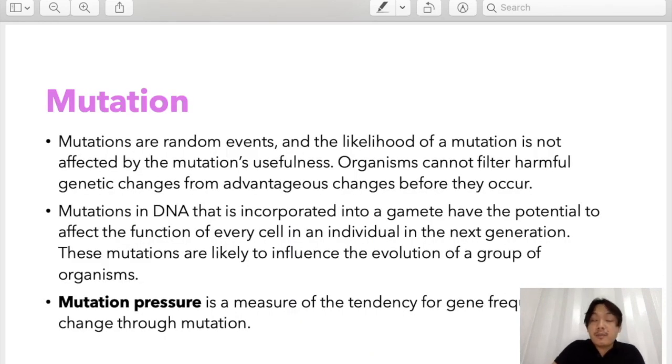Mutations are random events, okay? And the likelihood of a mutation is not affected by the mutation's usefulness.